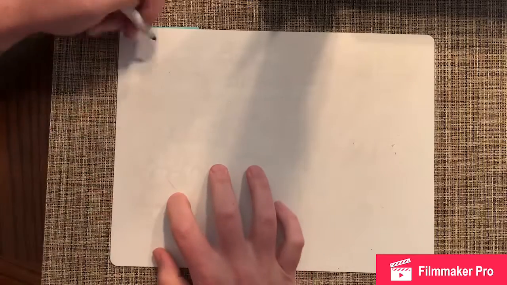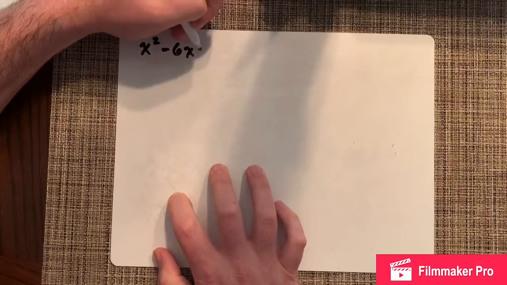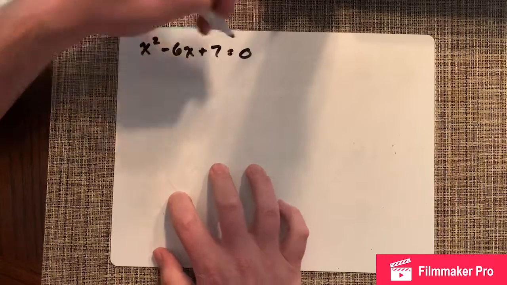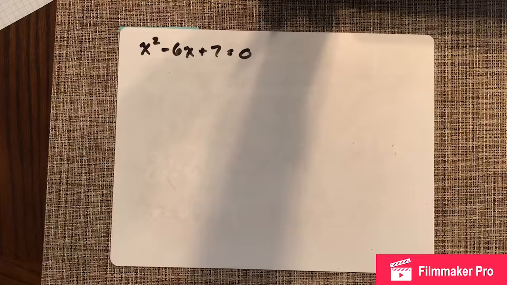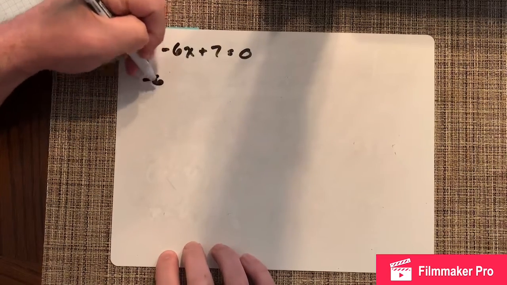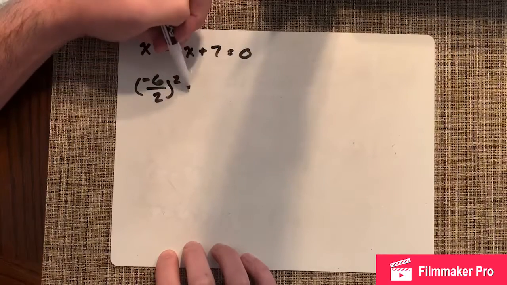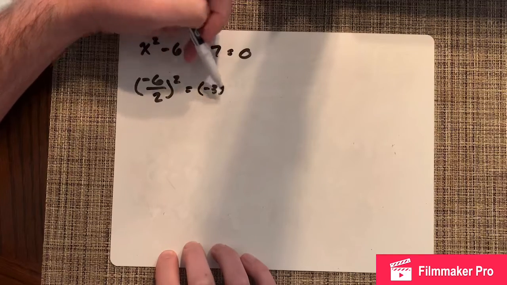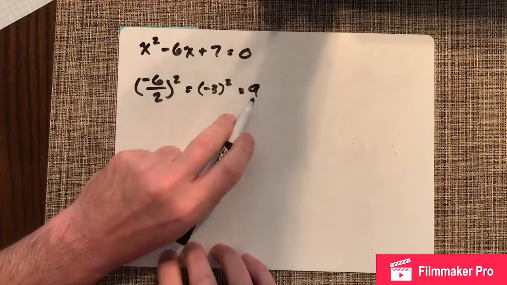So now I'm going to hand this off. Don't erase it because I'm going to write that equation up here. So I need x squared minus 6x plus 7 equals 0. All right, so I'm going to use completing the square to get this into what we would call vertex form, and then I'm going to solve it using square roots. So I'm going to take negative 6 divided by 2, squared, equals negative 3 squared, which equals 9. Okay, that's the number that's going to help me.